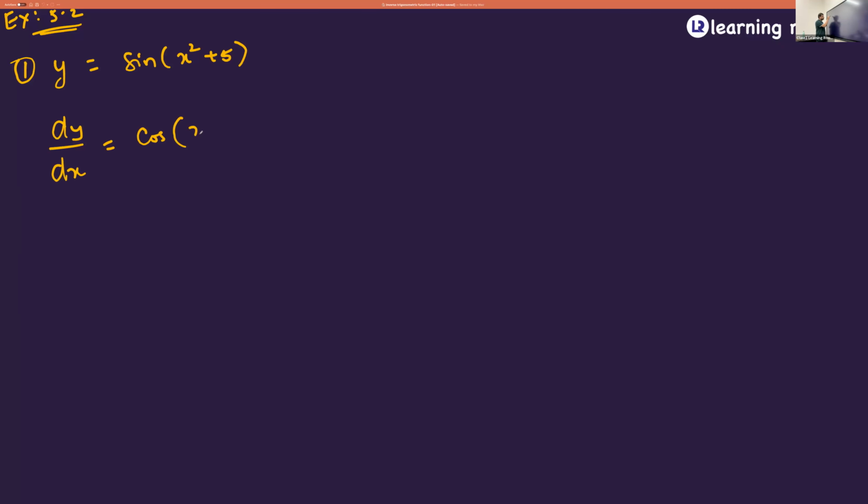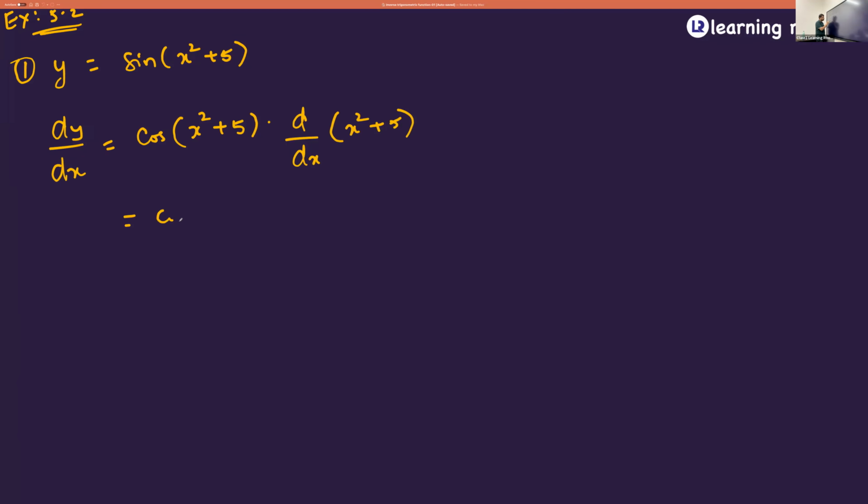So exercise 5.2. Okay, first problem. Y is equal to sine of x square plus 5. So what is dy by dx? Derivative of sine is cos. What should I write? I should write x square plus 5, into the derivative of x square. In the exam, you need to write it like this, into d by dx of x square plus 5. You need to show this step.